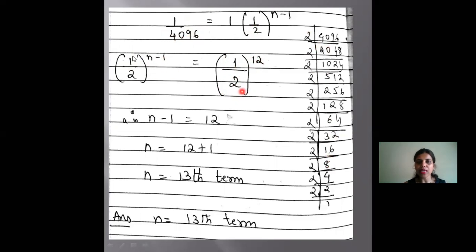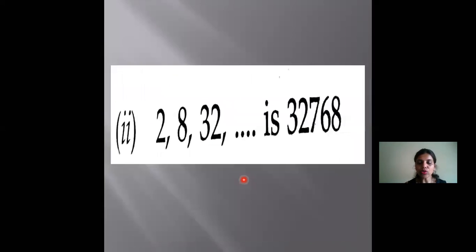As bases are same, indices become same. So n minus 1 is equal to 12. Now when this minus 1 is brought to this side, it becomes 12 plus 1. So n is equal to 13th term. So we have got n is equal to 13th term. That is the final answer. Put it in the box. Okay, children, I hope till here it's clear. Now we go to the next question.